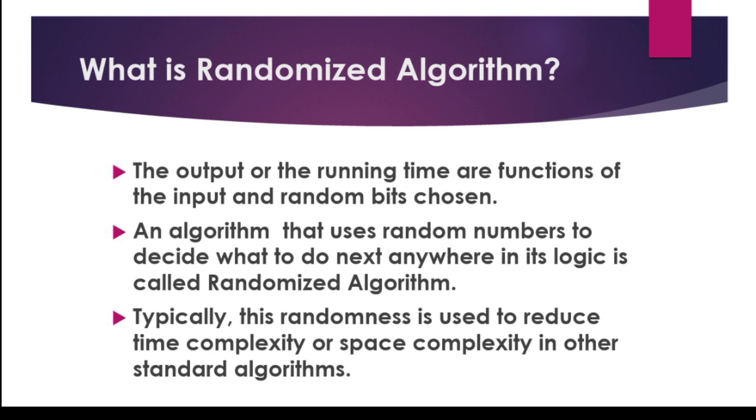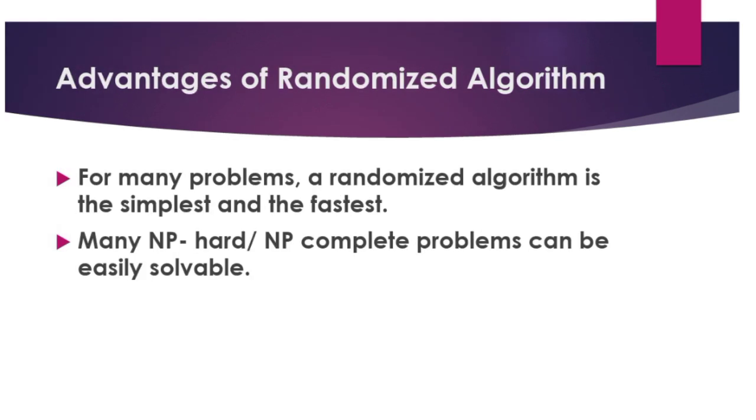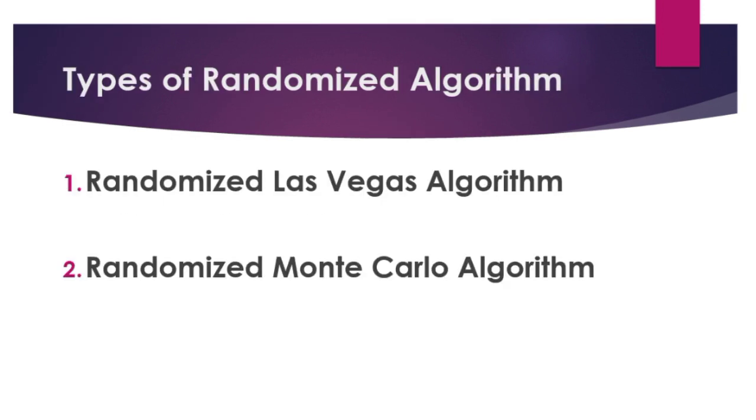Typically, this randomness is used to reduce time complexity and space complexity in other standard algorithms. Next, we are going to discuss what are the advantages of randomized algorithms. For many problems, a randomized algorithm is the simplest and the fastest. Many NP hard or NP complete problems can be easily solvable.